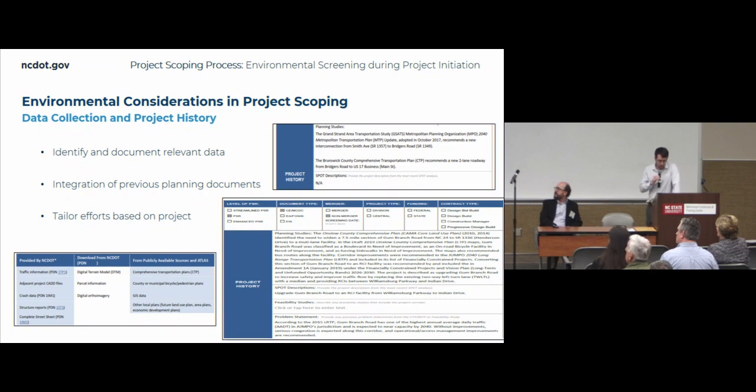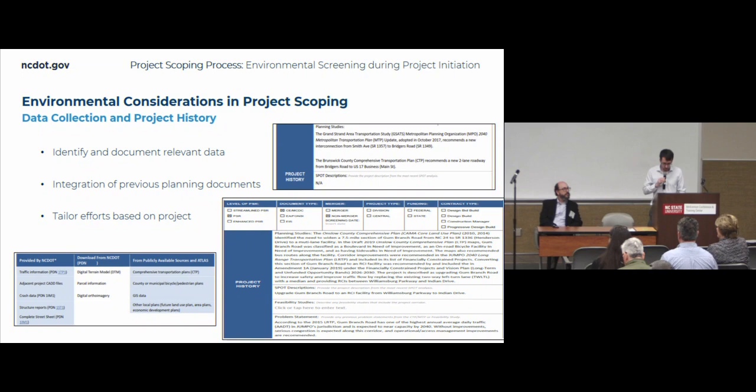And so first and foremost, in the project scoping process, data collection and project history. During this step, we identify and document relevant data, integrate previous planning documents, and tailor our efforts based on project. And so data collection is one of those things that can oftentimes be overlooked, but it's critically important. It's that first step on the road. And so it allows us to understand the background and context of the project.